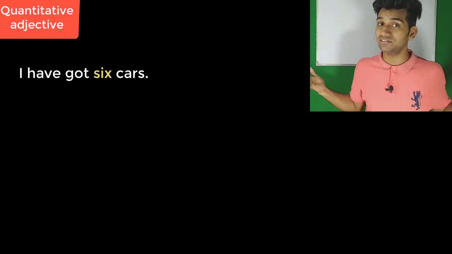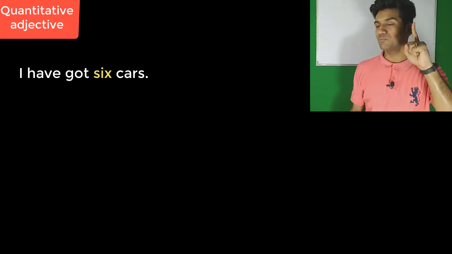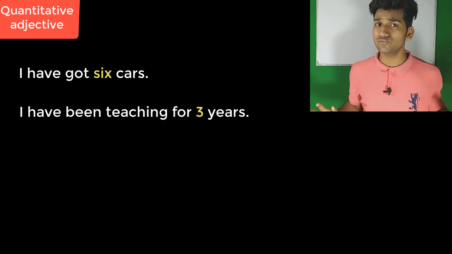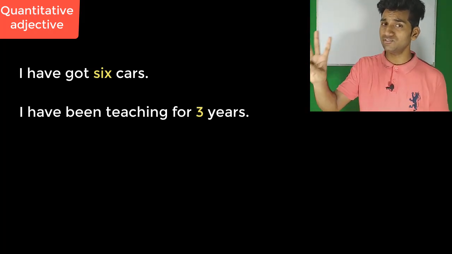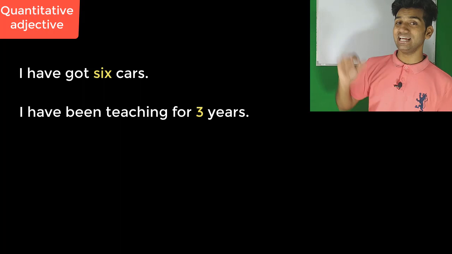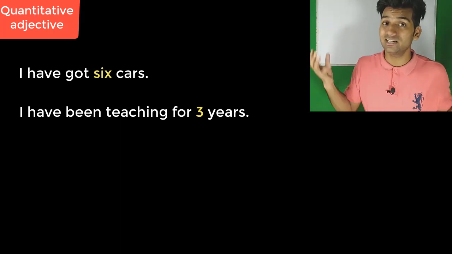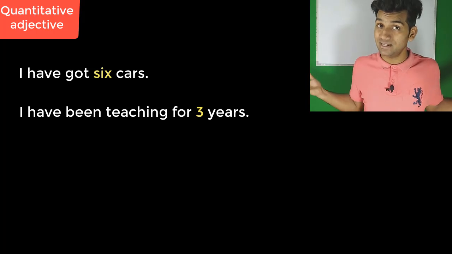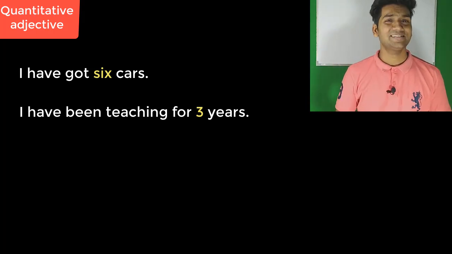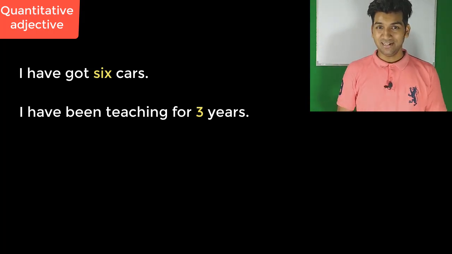6 cars. How many cars? 6 cars. Let us take one more example. I've been teaching for 3 years. So 3 is our quantitative adjective, giving information about the noun years, telling us how many years. 3 years.